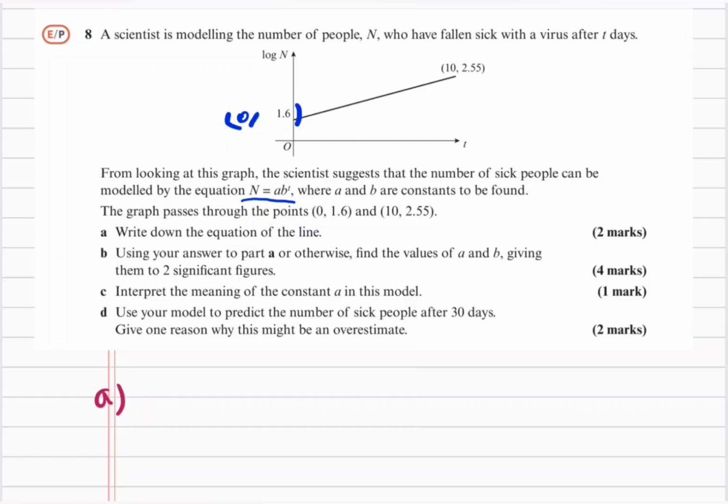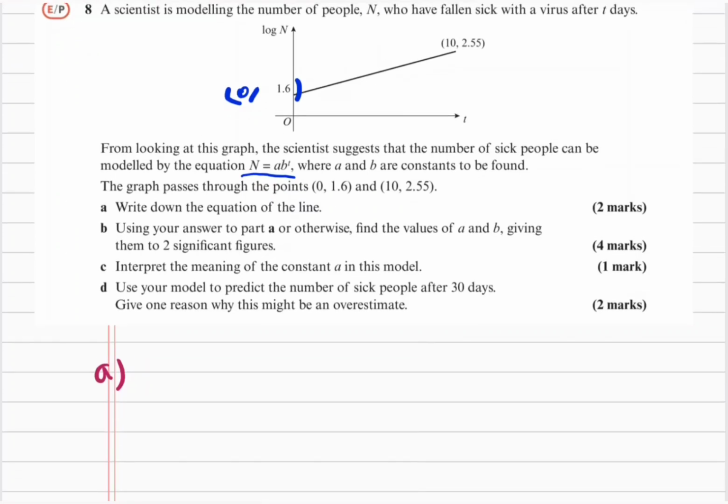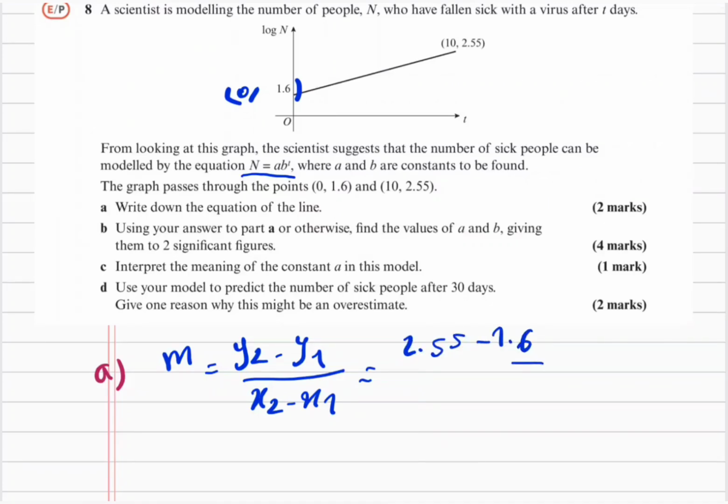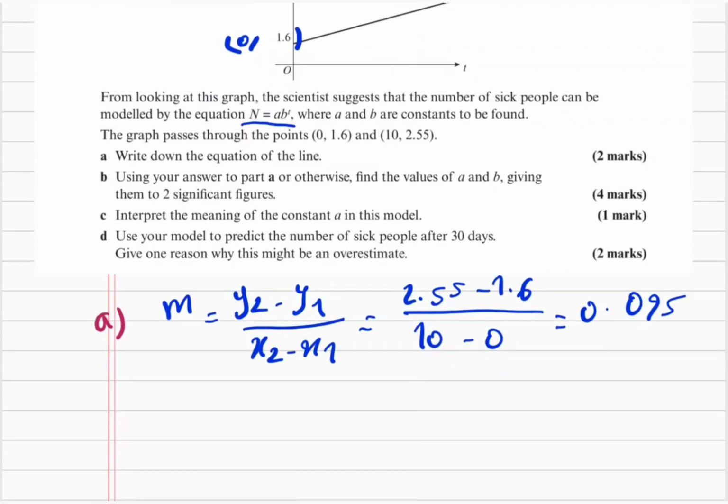So we want to write down the equation of the line in part A, which is a GCSE question. So we just first find the gradient. So the gradient is equal to y2 minus y1 over x2 minus x1. And so we just substitute, right? We have 2.55 minus 1.6 over 10 minus 0. And the gradient is 0.095. So we also have the y-intercept, so we don't need to use the full formula of finding the equation of the line. So we can immediately write y is equal to 0.095x plus 1.6. 1.6 is the value of the y-intercept.